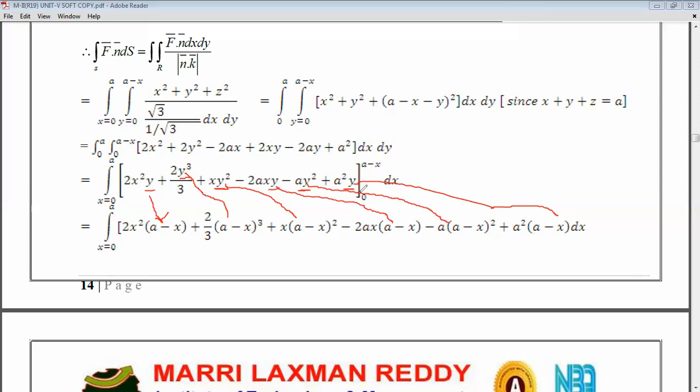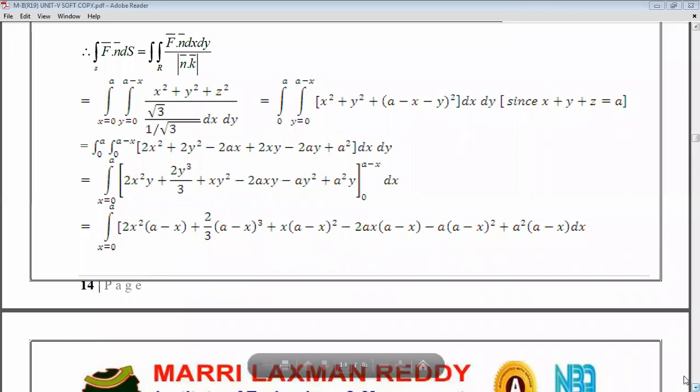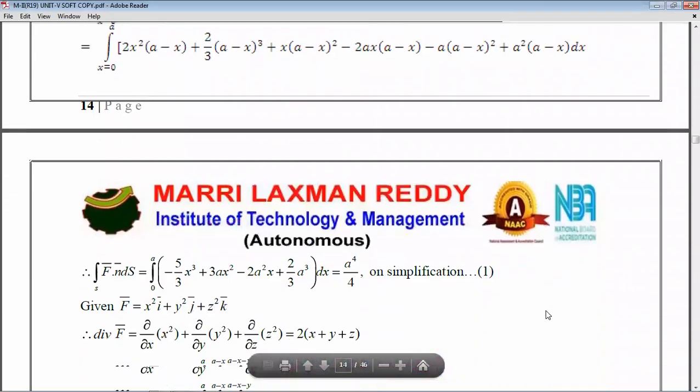And if we substitute the lower limit, obviously each term becomes 0, since y is 0, then all the terms become 0. So for that we substituted only the upper limit. Now if you observe, this entire expression is converted in terms of x. Now we need to apply integration to this with respect to x.